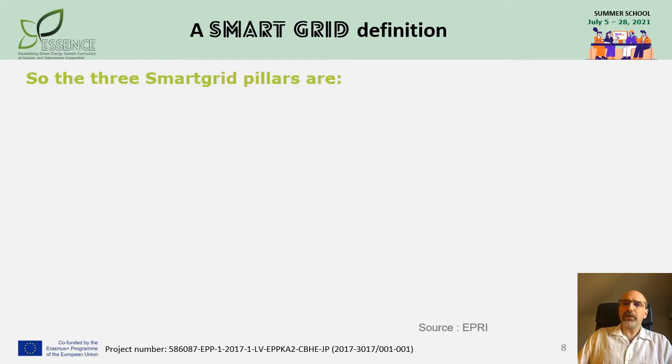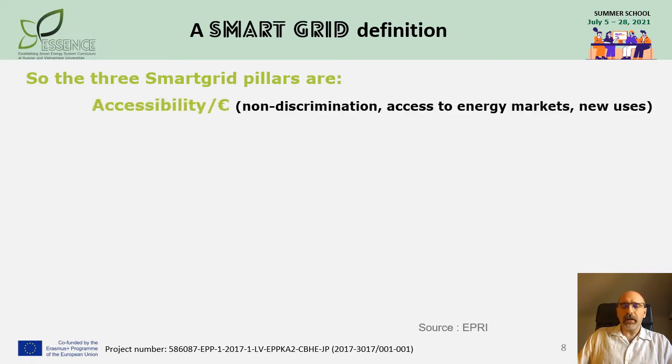Okay, thanks to the definition we have now, we can put things together and say that there are finally three main pillars in the smart grid concept. The first one is being able to push forward the accessibility for everyone. Accessibility is, of course, very often related to how much it costs. So you should be able to give a non-discriminative access to the grid and provide full access to the energy markets. People should be able to do their business while selling or while consuming. And of course, you should be able to integrate the new uses.